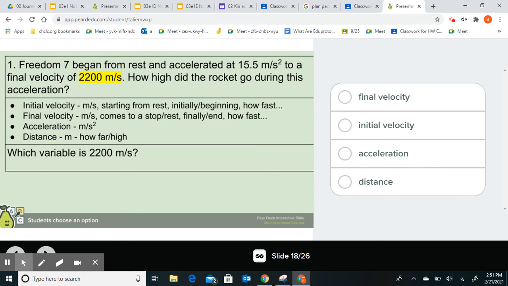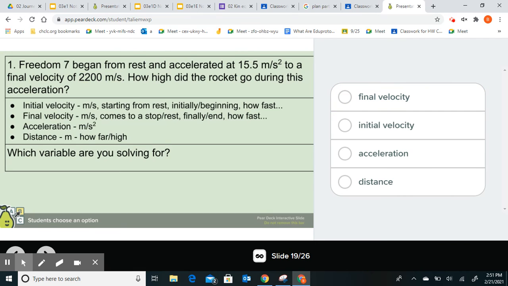The next number I'm looking at is 2,200 meters per second. How high did the rocket go during this acceleration? This, of course, is our final velocity, and we know this in two ways. One, there's meters per second, and we've already decided our initial velocity was 0, and it says it accelerates to a final velocity of 2,200 meters per second. So that one is definitely our final velocity.